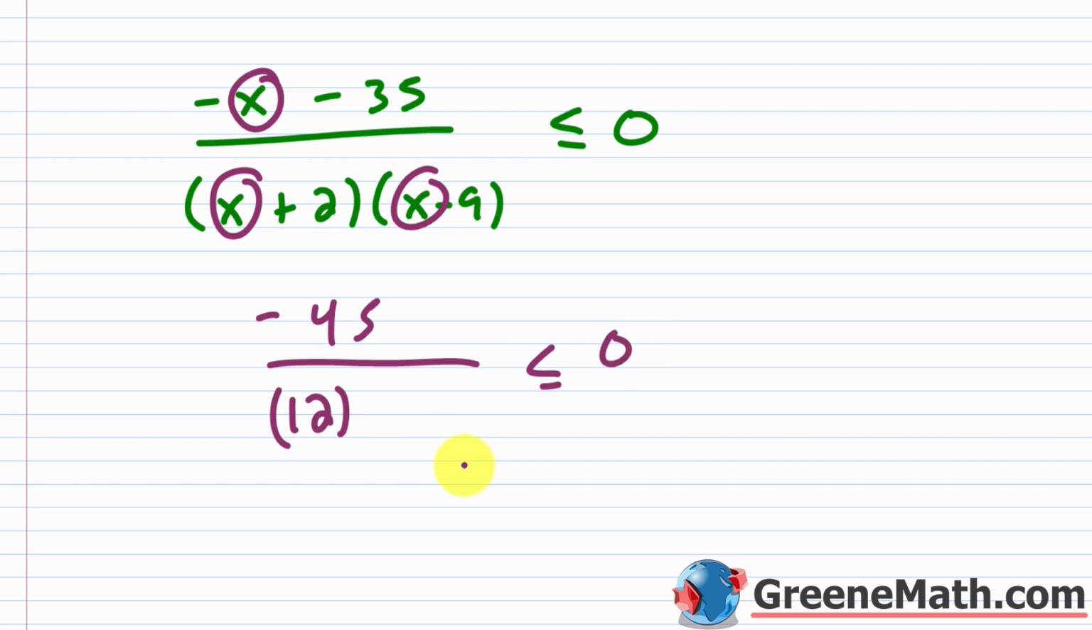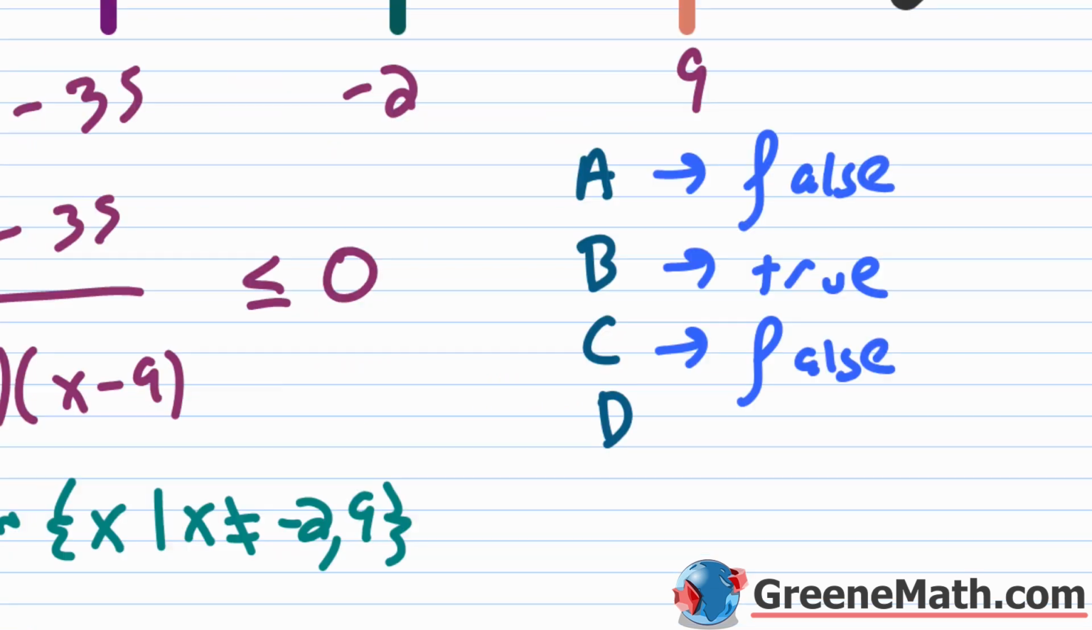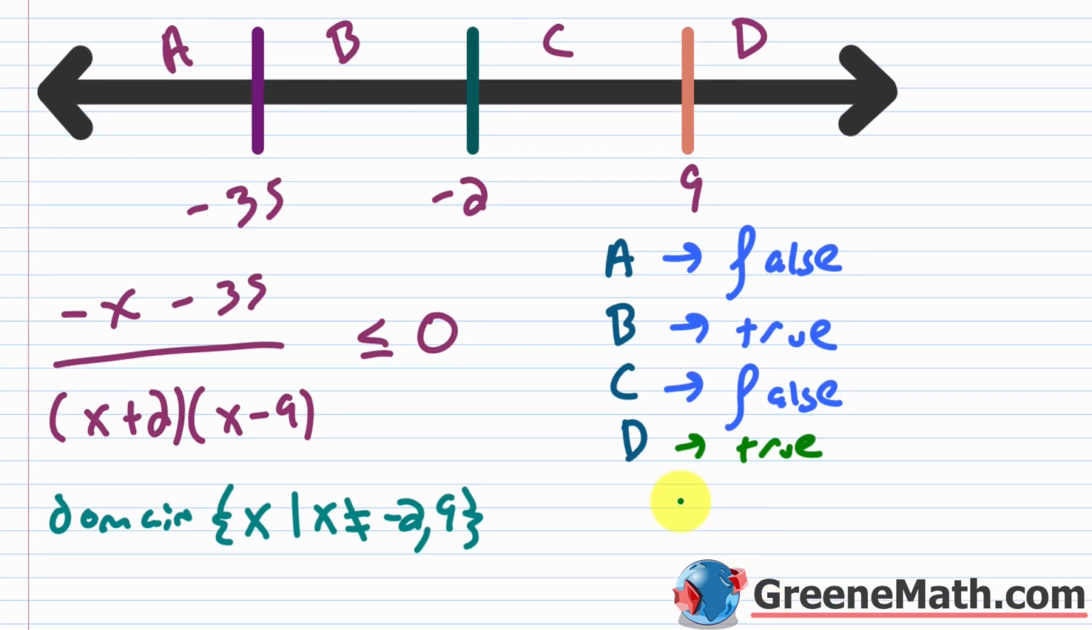For the sake of completeness, if you just want to reduce this, negative 45 is divisible by 3, so this is basically negative 15, and 12 is divisible by 3, so this is 4. So this is negative 15 over 4 if you want to calculate it. And of course, that's still less than 0. So this is a true statement. So we can say that this one is true. Okay, so let's put our solution together here. So things in B would work. So this is where x is greater than negative 35 and less than negative 2.